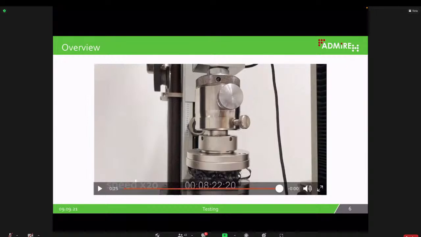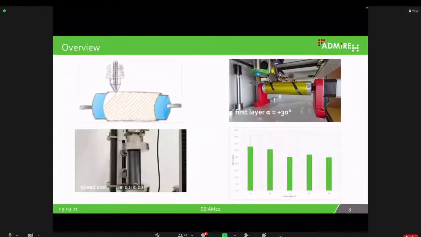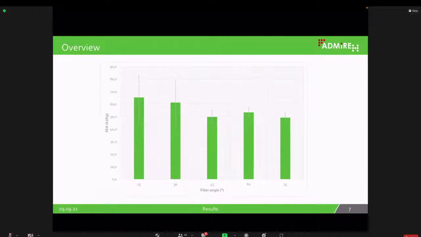Then we calculated the results of the different specimens we made. The 15-degree fiber angle specimen had the highest specific energy absorption capability, around 65 kilojoules per kilogram, compared to conventional winded tubes, which have around 90 kilojoules per kilogram. We came quite close, so we were quite happy with our results. And I'm ready to hear your questions, and thank you for your attention.